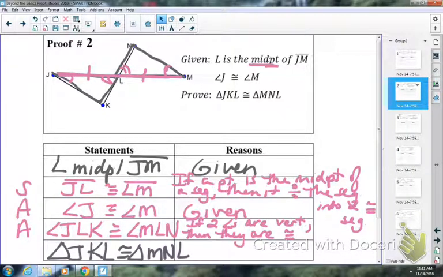Okay, so that should be enough to prove the two triangles congruent. I've got three pairs of congruent parts. I have two angles and a side, so again, maybe you need to stop and think, is that angle, side, angle, or angle, angle, side? Notice in my picture, the side is between the two angles, so it's going to be ASA. The S is between the two A's.